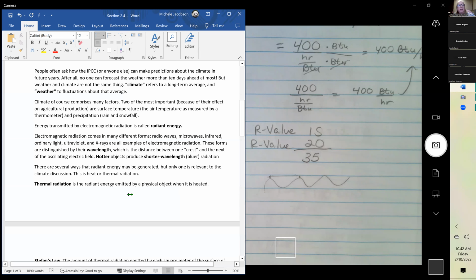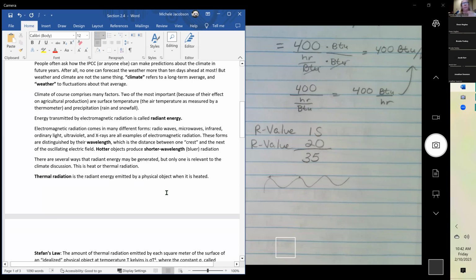There are several ways that radiant energy may be generated, but only one is relevant to the climate discussion, and this is the heat or thermal radiation. Thermal radiation is the radiant energy emitted by a physical object when it is heated. And I'm not going to ask you definitions on the test. It's just so that we know when we're reading a problem what things mean. So thermal radiation is the heat.